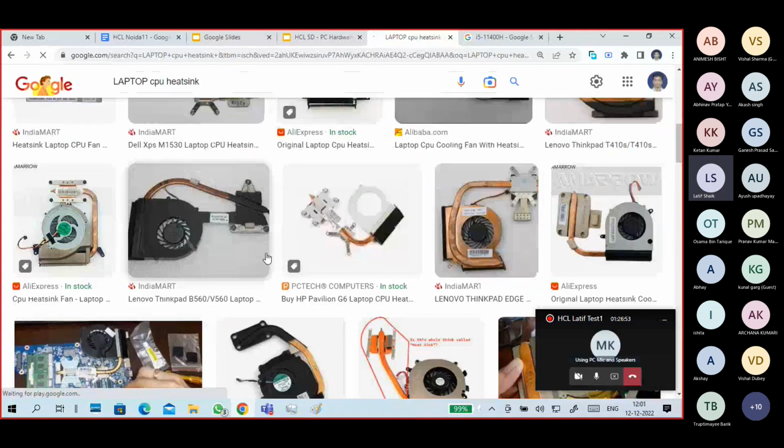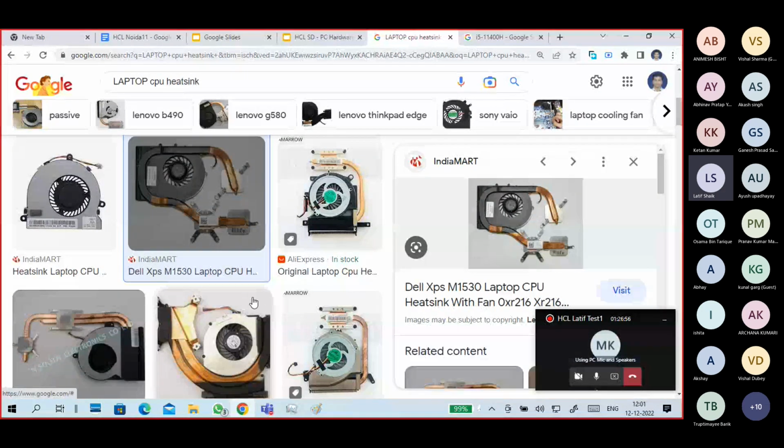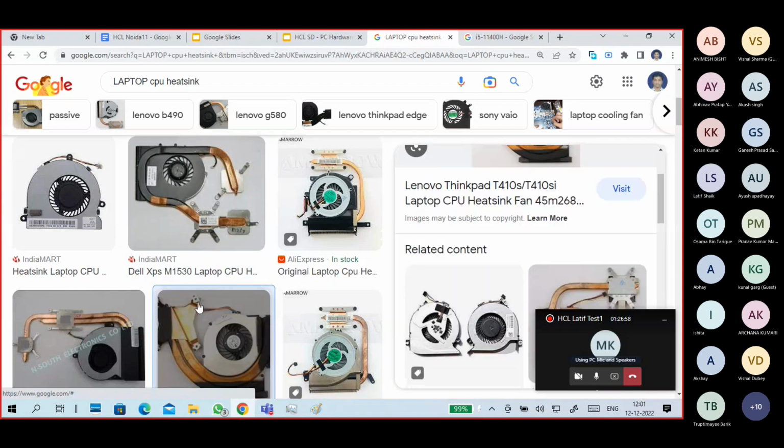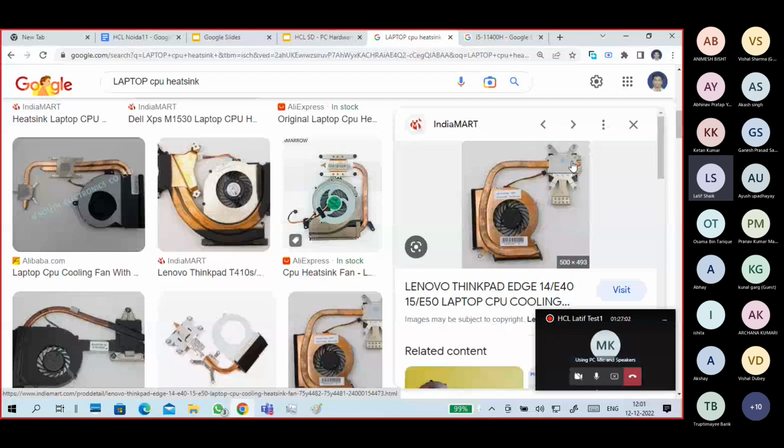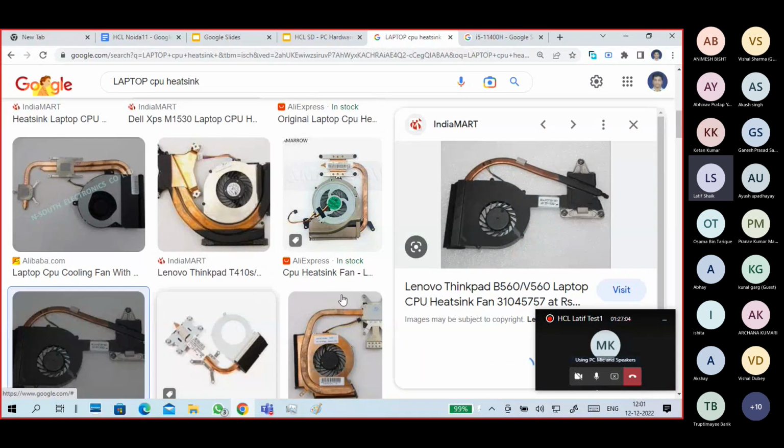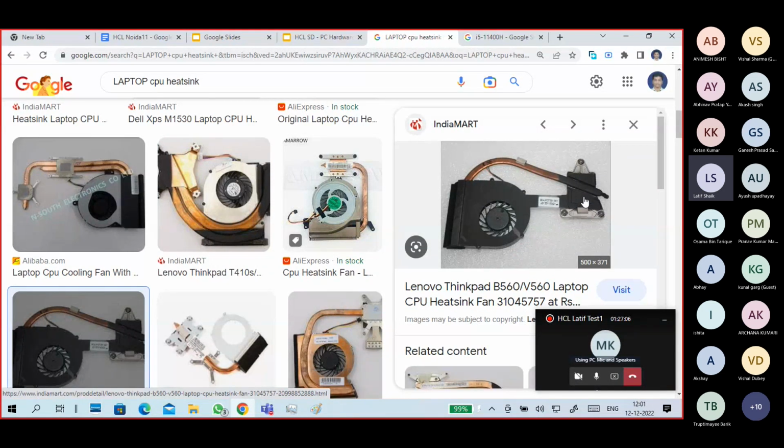Now, laptop heatsinks look like this one. Have you seen these copper plates? Okay, like this. This part touches your processor. This part is on the processor. The heat will be absorbed here and transferred to this copper rod and then to here. This fan will blow the heat outside.